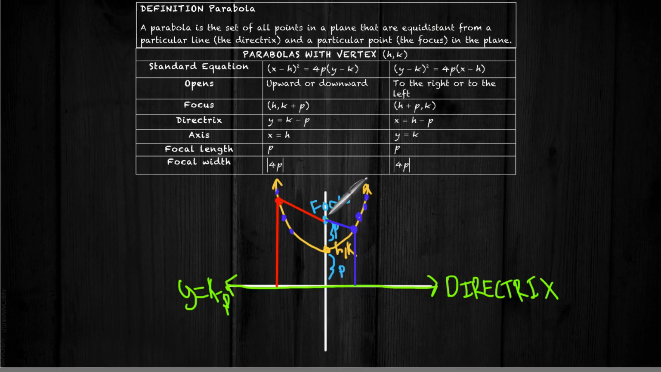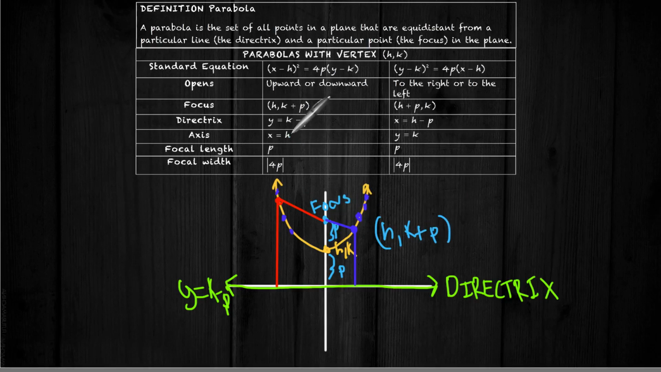And of course the focus is going to have coordinates of (h, k plus p), right? Because it is the same x coordinate as the vertex, but the y coordinate of the focus is the y coordinate of the vertex, k, plus a distance of p away from the vertex, so k plus p.